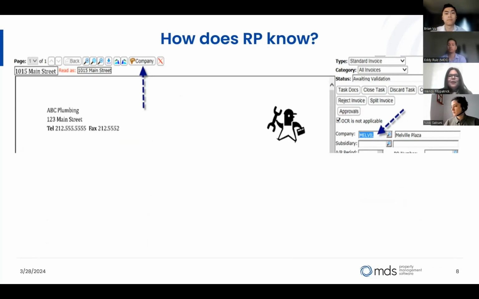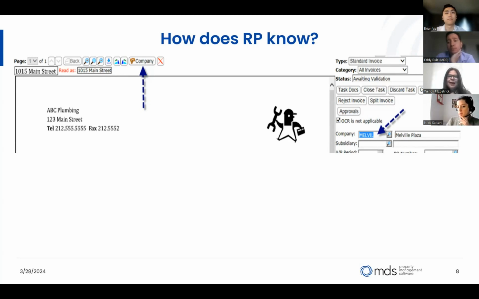How does RapidPay know what company it belongs to, what vendor it belongs to? The way it does is you would actually select the company first, and then up on top, right above the invoice image, there's this little box that says company, and there's a little lasso there. You click on that button and you highlight the text on the invoice that represents that company. You only have to do that one time.